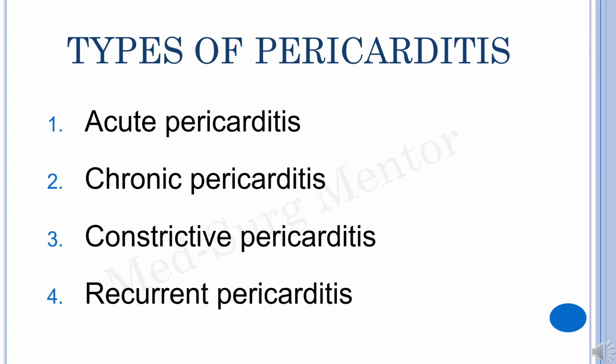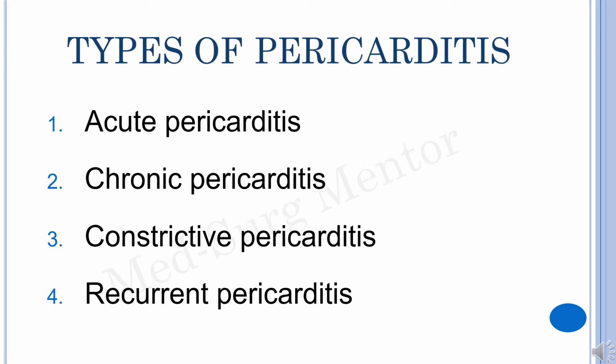Now let's see the types of pericarditis. The common types of pericarditis are acute pericarditis, chronic pericarditis, constrictive pericarditis, and recurrent pericarditis. Now let's see each type in detail. First category is called acute pericarditis. Here, it develops suddenly and may last up to several months. This condition usually clears up within 3 months.